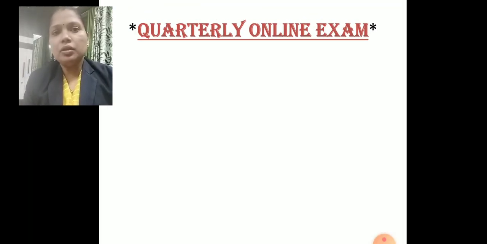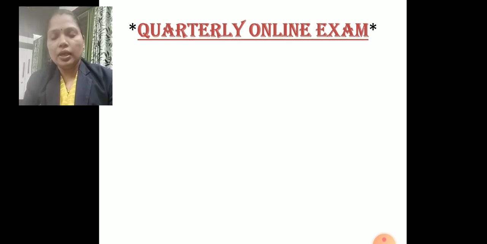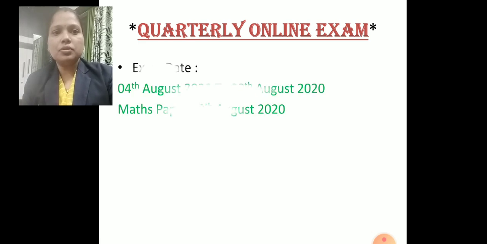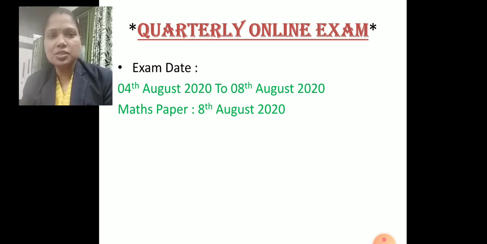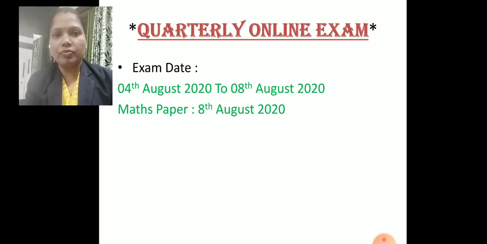See, children, about the quarterly online exam we are going to see first of all, right? Nowadays you might have given, or you are giving, mock tests. In that, you are aware of how we are going to conduct the test. In a similar manner only we are going to conduct this test. This test is going to start from 4th of August. You might have received the exam timetable. The tests start on 4th of August and go up to 8th of August. Our maths paper is on 8th August, right?